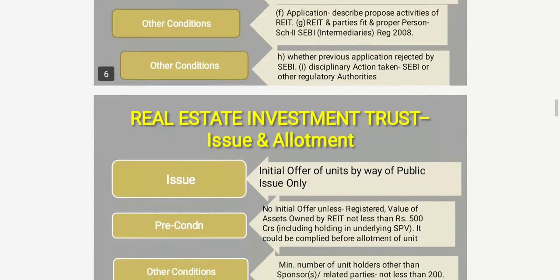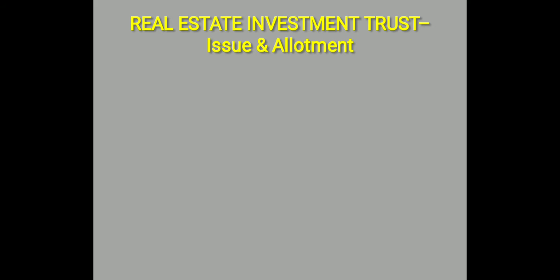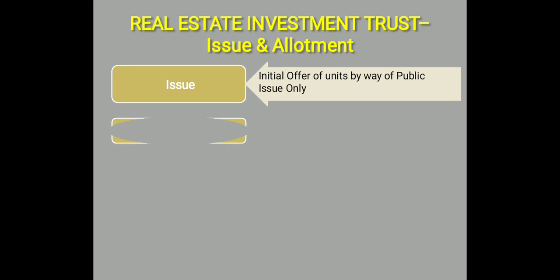After this quick recap, today we'll discuss and learn the issue and allotment process of real estate investment trust: how the trust floats the initial offer for the public and what processes are involved in it. In the offer, issue and allotment, it is required that a REIT should offer or allot its units through a public issue only. That is a compulsion laid down under the regulation.